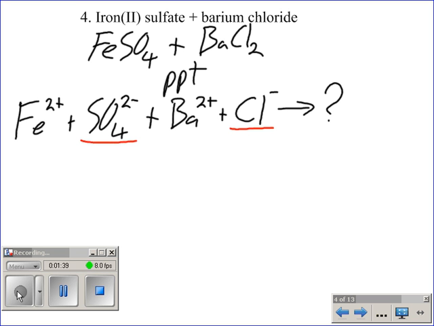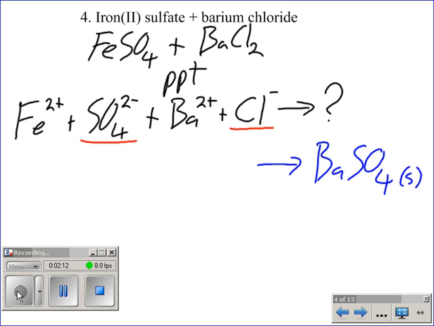The sulfate has a rule that says they are soluble except for silver, mercury, and lead, and then the heavy group 2 elements, including barium. So barium, strontium, calcium sulfates are all insoluble. So my insoluble combination is going to be barium sulfate. That's my solid in this precipitation reaction.